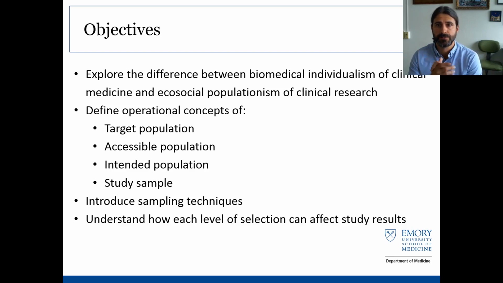Here are the objectives. We're going to explore some different theories of the individual or human beings. Then we're going to define a few operational concepts related to population and sample size. We're going to introduce a few sampling techniques and then understand how each of these selection processes can introduce bias or affect study results.